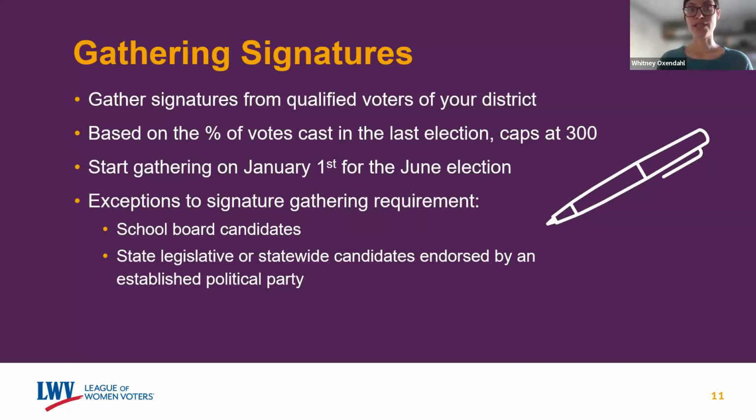This is based on the percent of votes cast in the last election for that office, and it always caps at 300 signatures. So it might be well lower than that if it had lower voter turnout, if you live in a small city. So please check in with your local elections office, which is like the city auditor, the county auditor, check in with them and see what you need to gather. You can start gathering your signatures on January 1st for the June election.